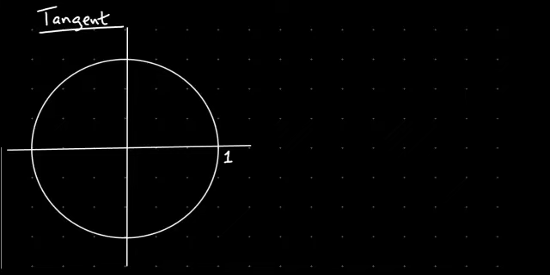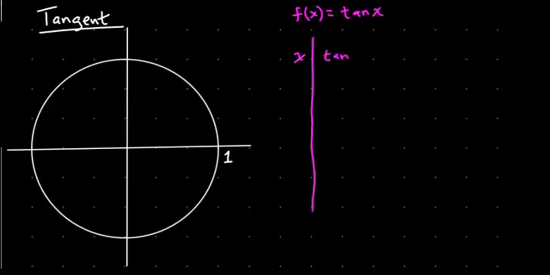Welcome back to ISOmath. In this video we are still talking about the tangent function, and we're going to try to sketch a graph for the tangent function. So let's make a table first. Let's say we're looking at the function f of x equals tangent x. Okay? And so let's make a table. Here's x, and then let's look at the tangent of x.